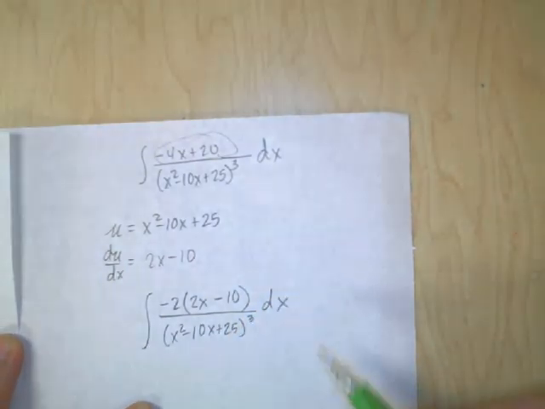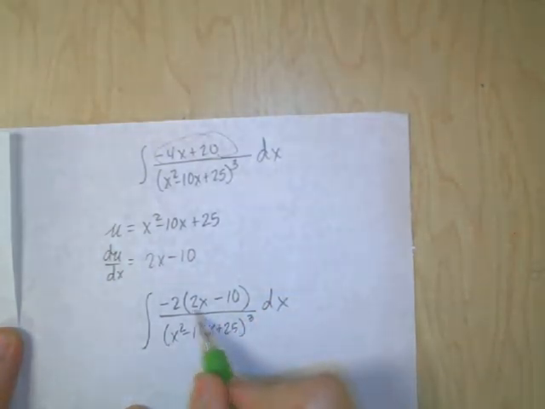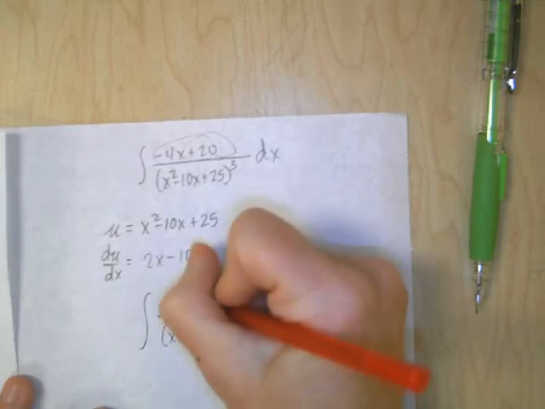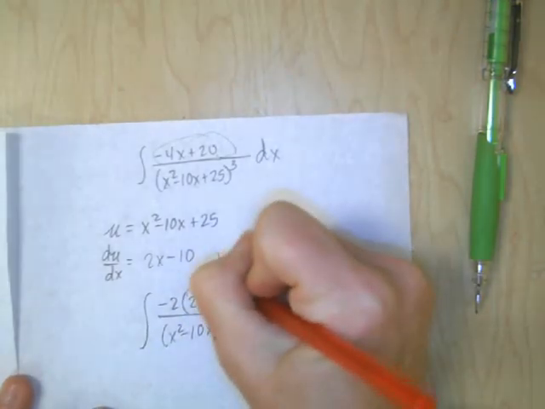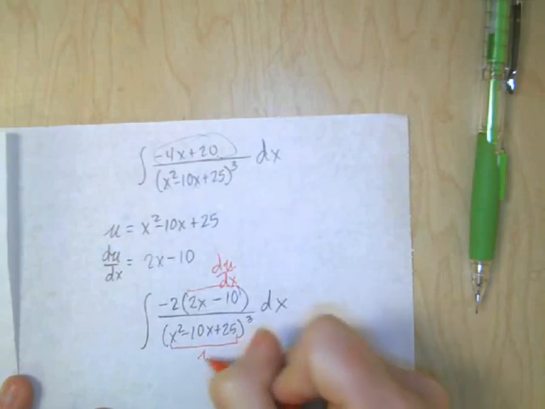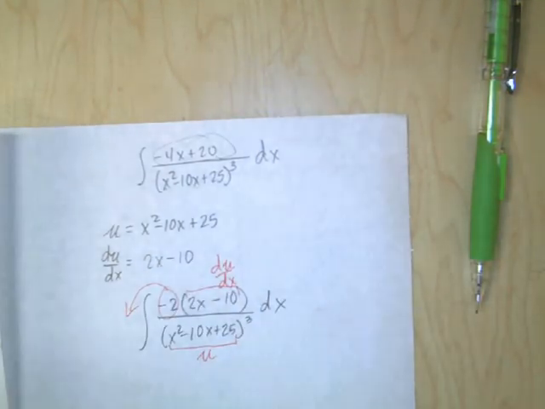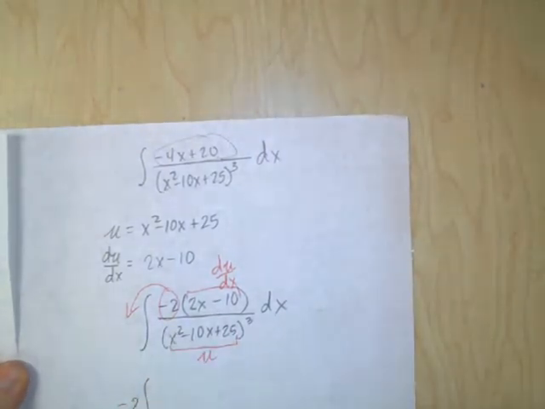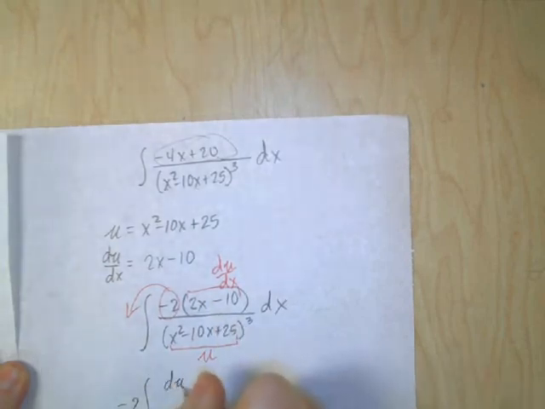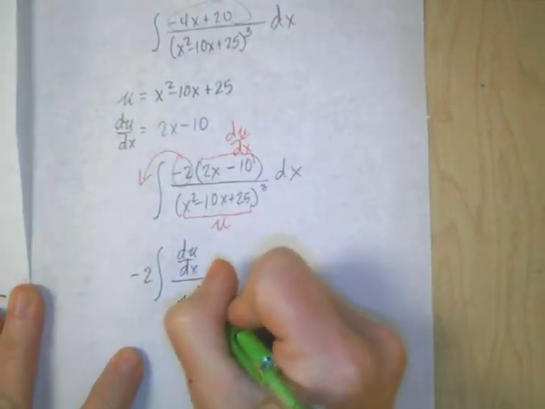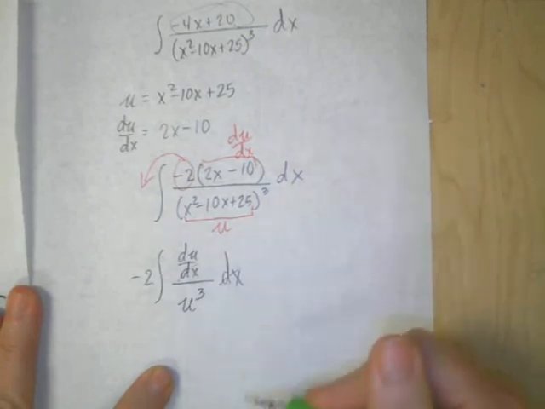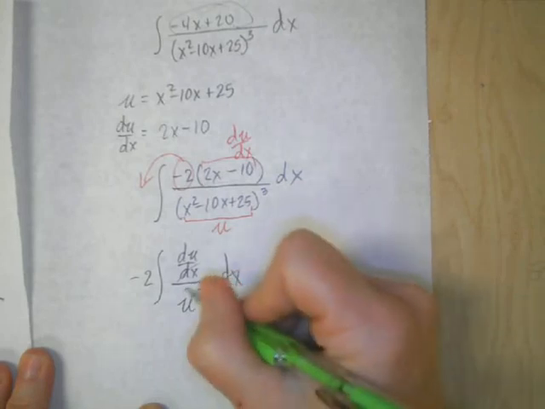See, now I can see that I really do have my derivative of u. So this right here, let's go ahead and do a little color coding. This is going to be my du dx. This is going to be my u. And the negative 2 I can move to the outside of the integral symbol. So bring my negative 2 down. This is my du dx, and it's over u to the power of 3. And I still have my dx, but now I can reduce out dx on the bottom, dx on the top. Those go away.